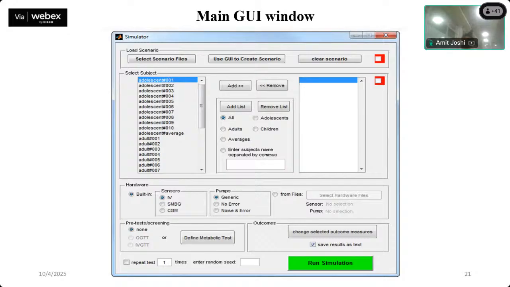CGM is continuous glucose monitoring, which is currently available. One company is Cogna, which provides you a patch. Okay, which you need to insert into your body part.